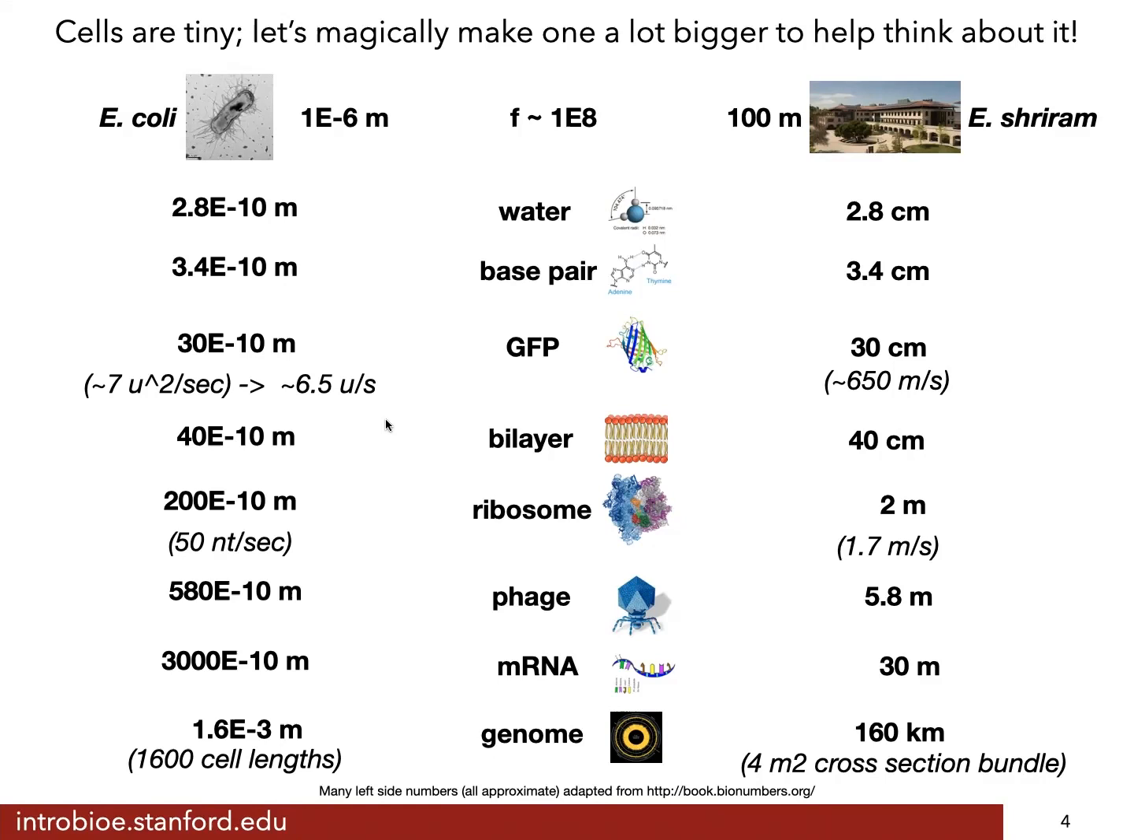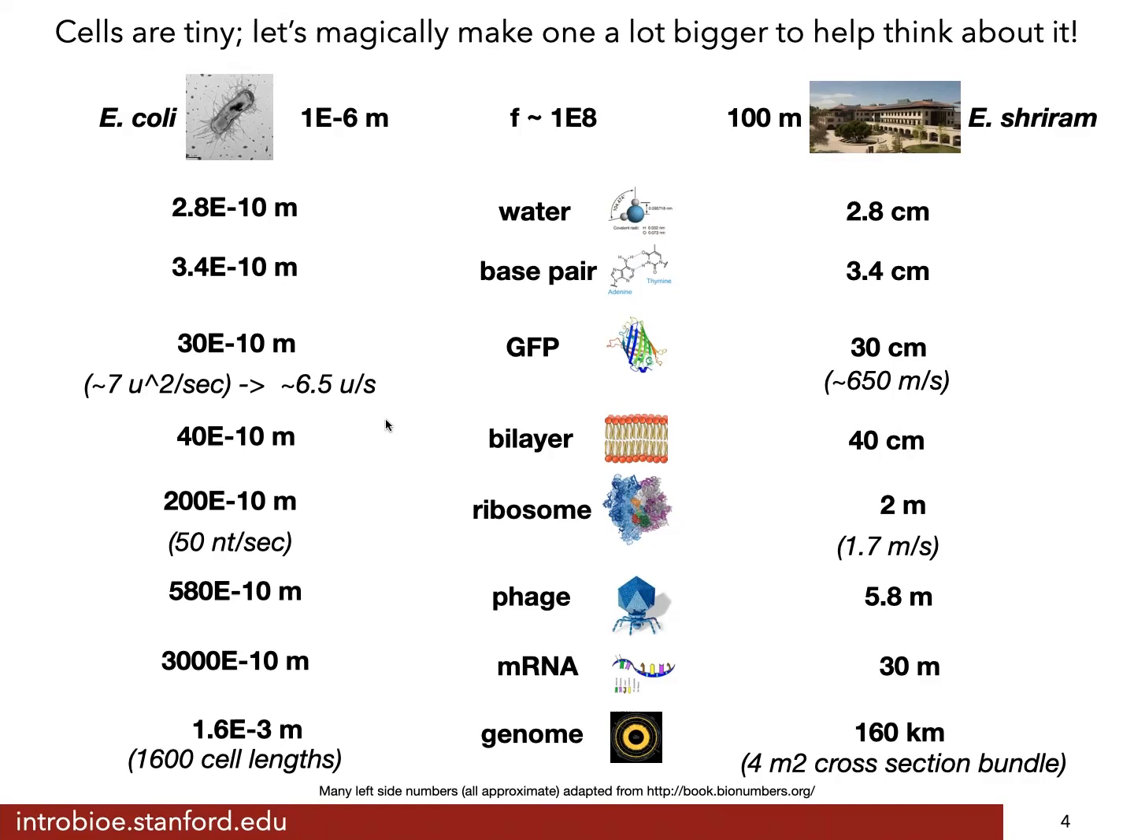The mRNA that's being translated to make a protein is about 100 feet long. It's like a little string 30 meters long. The genome, encoding all the DNA and stuff, is 160 kilometers.